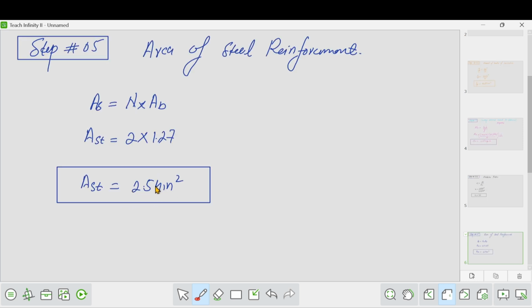Now calculate the area of steel reinforcement. From the table of designations, diameter, area, and weight of standard bars, the area of a number 11 bar is 1.27 inch square. So two bars are used, and the total area of steel is 2.54 inch square.